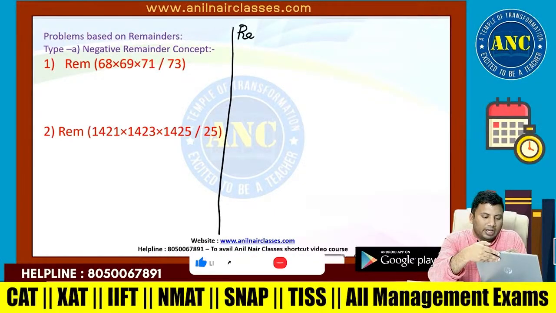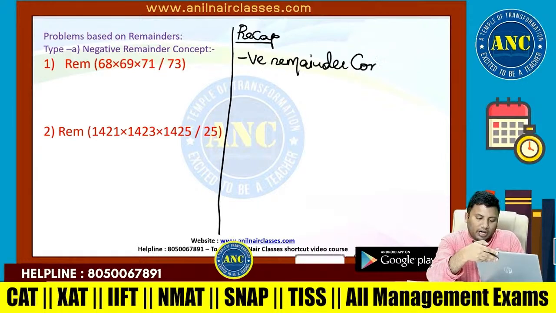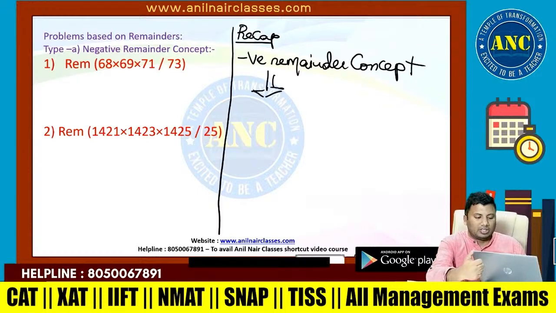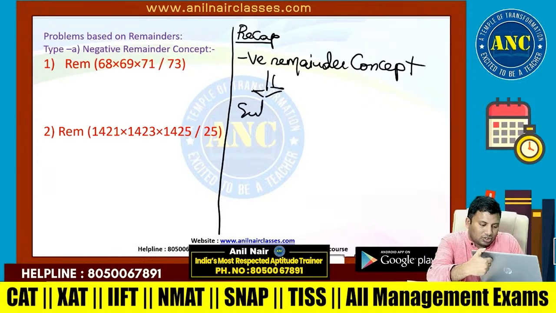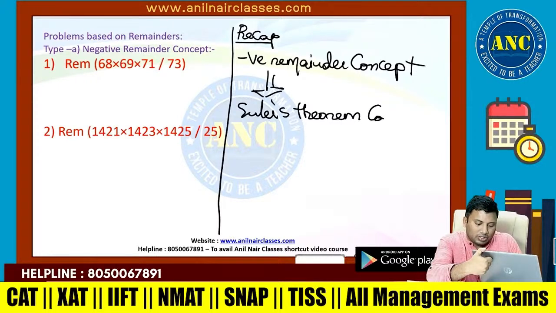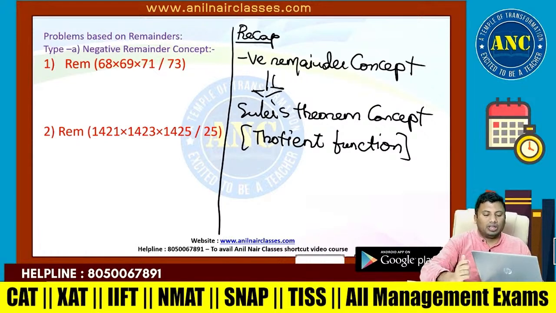Let me do a recap of what we discussed. First method we discussed: the negative remainder concept. We discussed what a negative remainder concept is, then we understood the drawback. Then we discussed the Euler theorem concept. In this Euler theorem concept, we discussed what a totient function is.